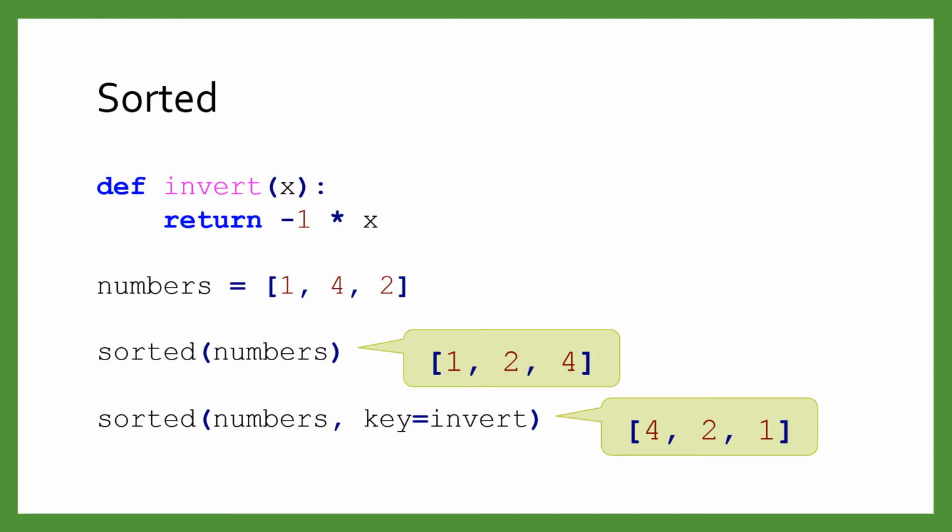A key function can be used to have Python treat each element differently. The example shown here flips positive numbers to negative, making the list get sorted in reversed order. Notice that the key function is only used for sorting. It does not change the values in the list like map does.